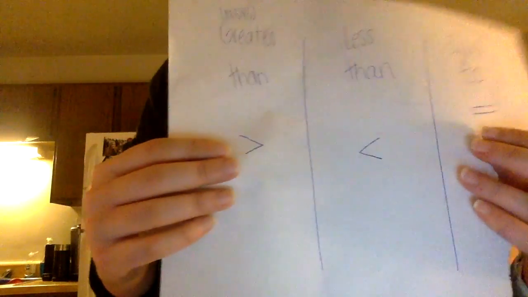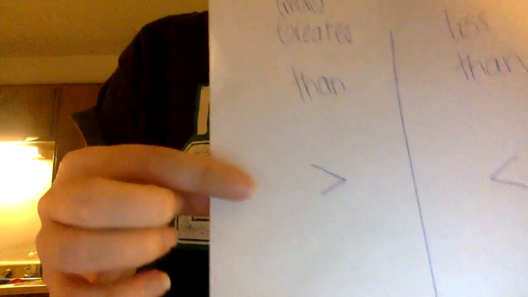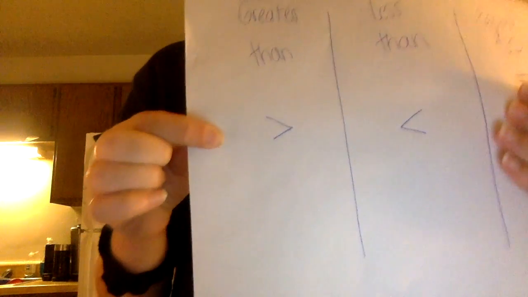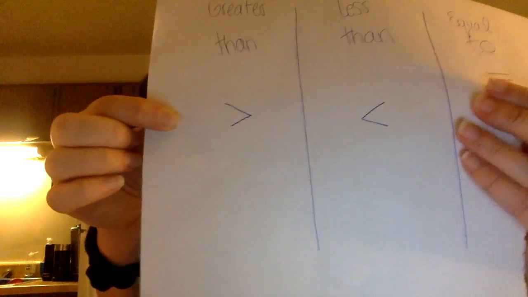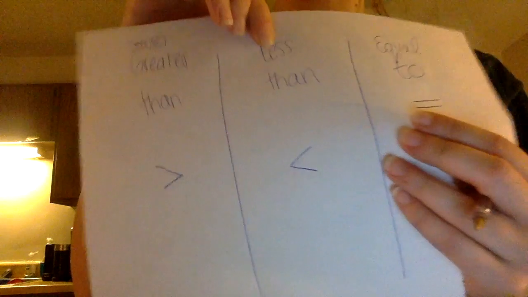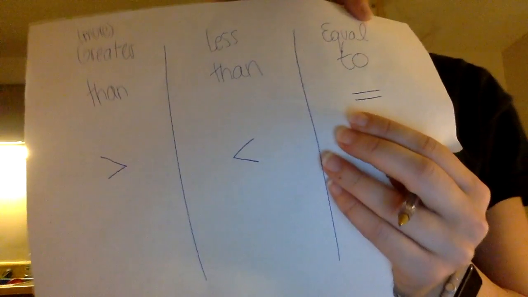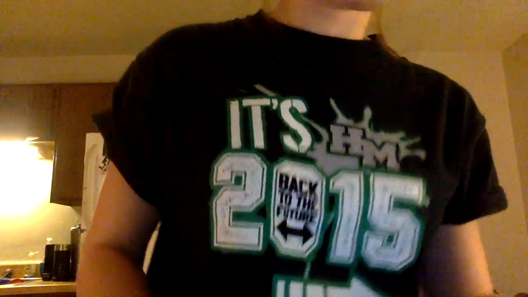Okay, so then we're going to go into a quick review about the symbols. So remember that the greater than symbol should be used if a number is more than another number. The less than symbol should be used if a number is less than another number. And the equal to symbol will be used if two numbers are the same. Okay, so do you guys have any questions about what I need you to do or about numbers that are more than, less than, or equal to?